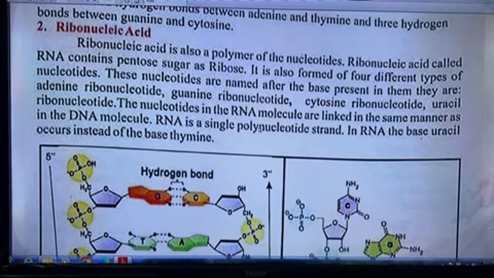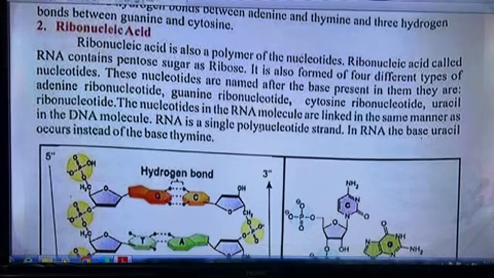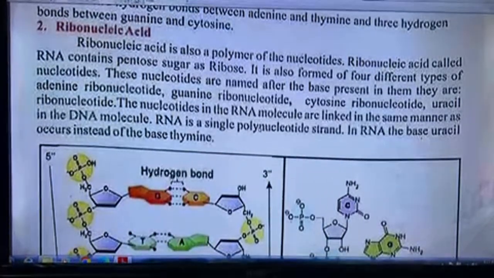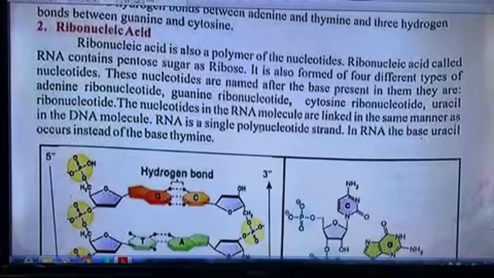These nucleotides are named after the base present in them. They are adenine ribonucleotide, guanine ribonucleotide, cytosine ribonucleotide, and uracil ribonucleotide in place of the thymine nucleotide of DNA. RNA is a single polynucleotide strand. In RNA, the base uracil occurs instead of the base thymine.